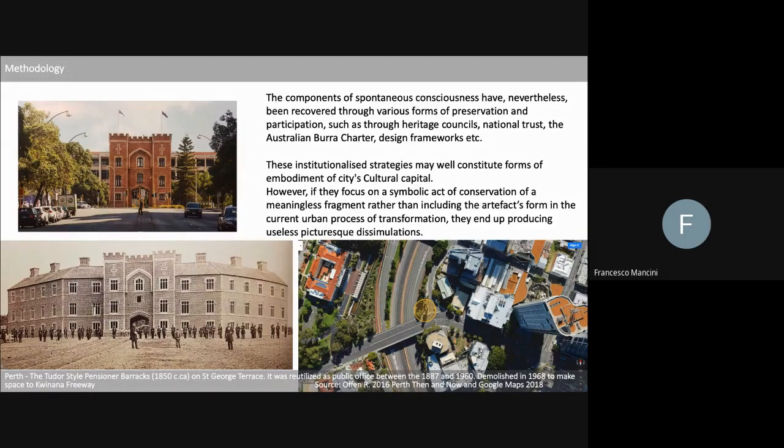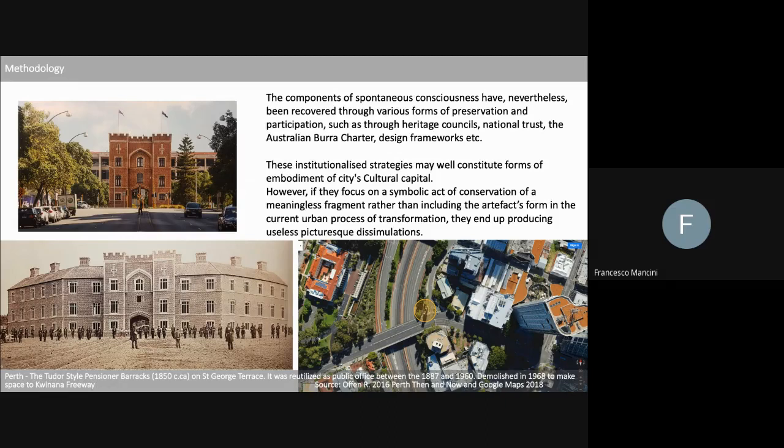Even though this was just a colonial outpost, and even though this building, you're looking at the barracks, the pension barracks of the garrison, who used to be here during the times in which Perth was a penal colony. Perth was a penal colony for about 20-30 years. The building was torn down in the early 70s, probably with not much negotiation or consultation, just to build the Kwinana Freeway, the freeway that separates the city center of Perth from West Perth, and which runs just in front of the government palace here, that you see in the lower right image.